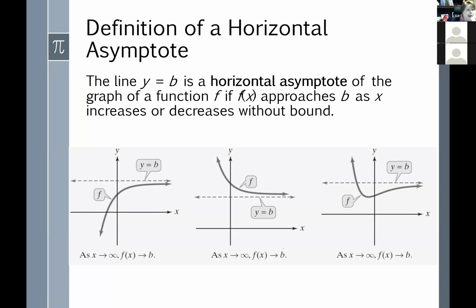And your function can't cross this line. It can go above it and then come back down. But eventually, as x goes to infinity, y goes to this value b. Okay, so it's a value that y approaches as x increases without bound.